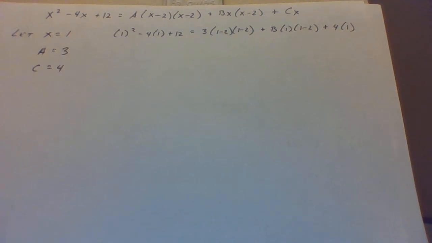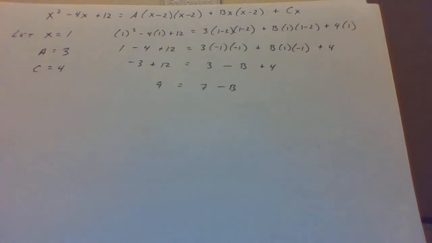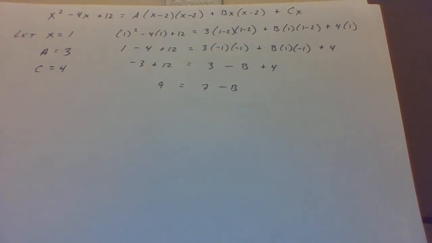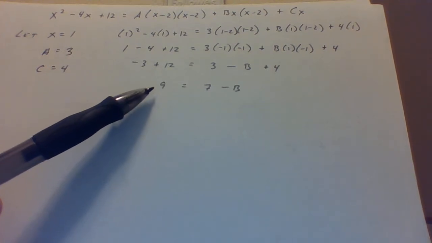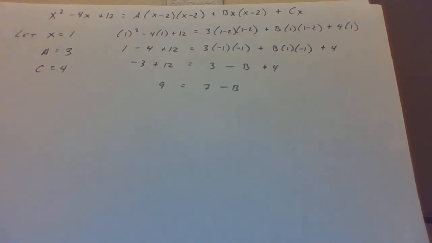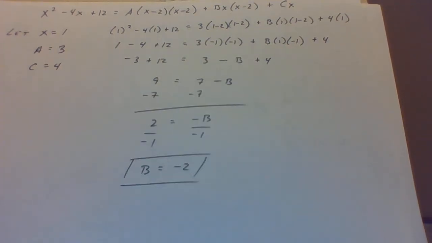There's everything plugged in. Let's go ahead and simplify the pieces that we can. Once I simplify, I'm going to end up with an equation that reads 9 equals 7 minus b. Let's go ahead and solve this for b. We should end up with a b value of negative 2. Now that we have all 3 of our letters, let's go ahead and write our partial fraction decomposition using our a, b, and c values.